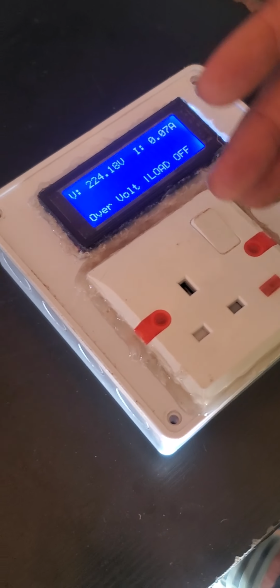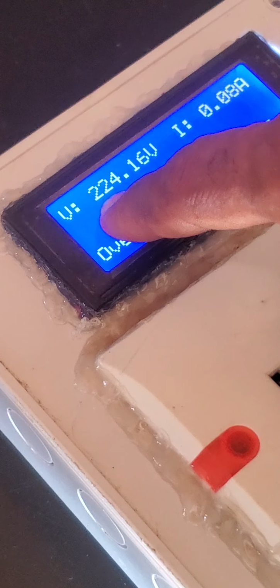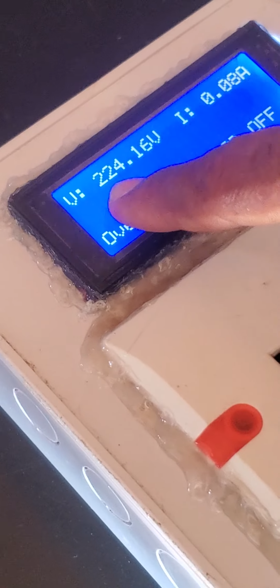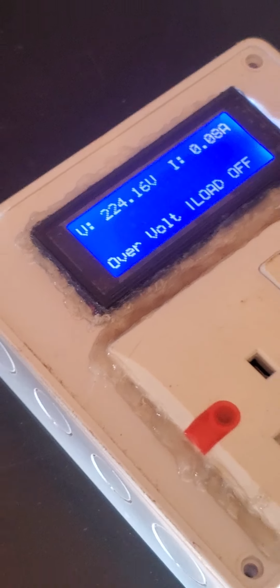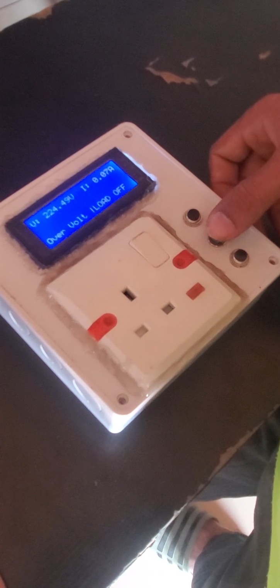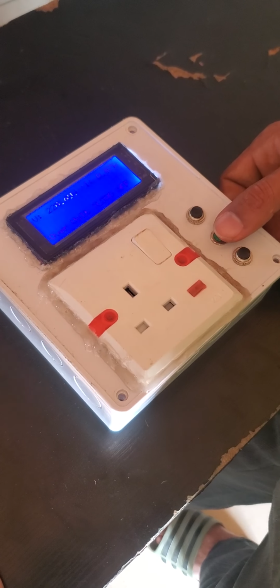Now let us allow the system to report under voltage, meaning that our minimum set voltage should be higher than our input voltage. So our input voltage is 224. So our minimum voltage should be above 224. Let's set it to be 230 volts. Our minimum voltage was set. Let's go to the menu option.